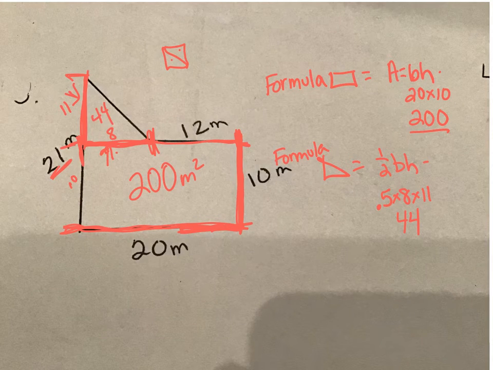We're not done yet. We have to do the whole shape. So at the end, we have to take the 200, the rectangle, combine it with the triangle, which is 244, or sorry, just 44. So you have a total of 244 meters squared.